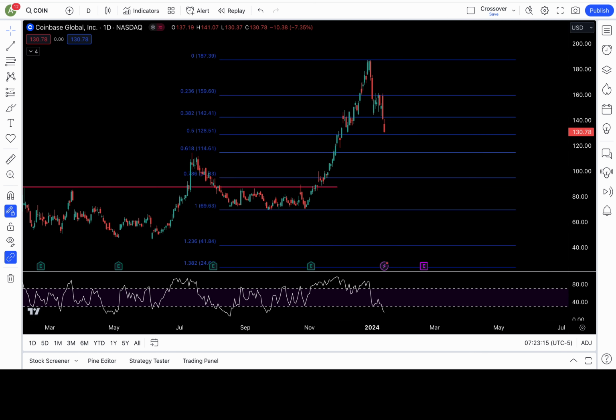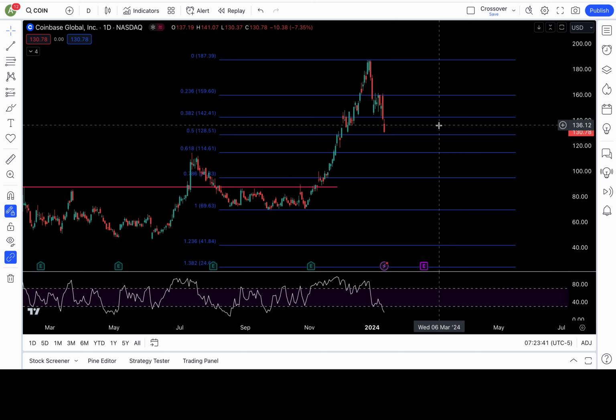All right? And here is Coin. Last week we had a strong rejection. This is Thursday. We had a strong rejection from my 23.6 fib level. That was around 159.6 to the 160 zone. It was so strong that it broke the next fib level, which was at 142.4. And then the next day on Friday, last Friday, it showed follow through.